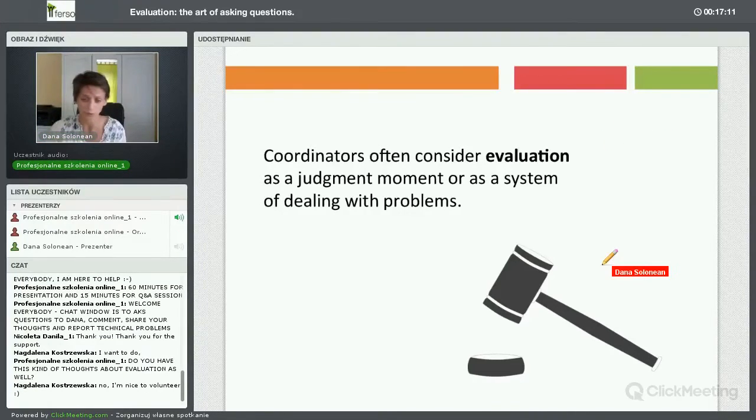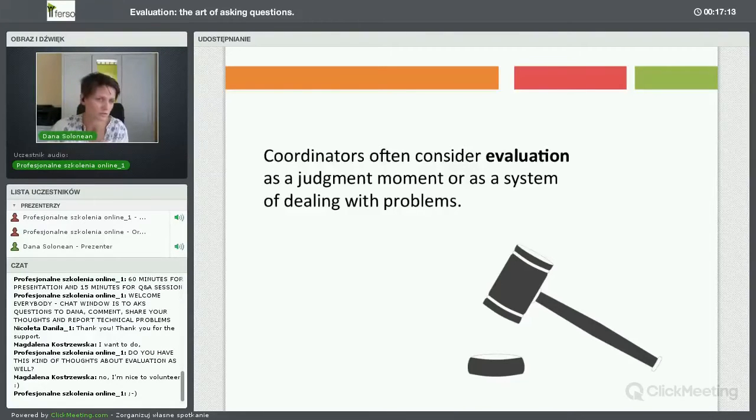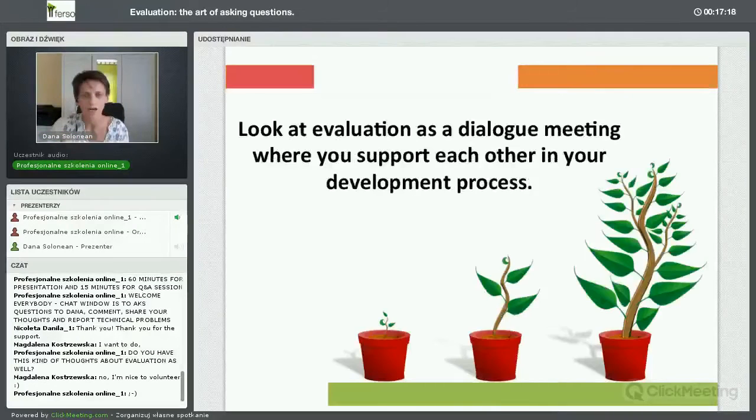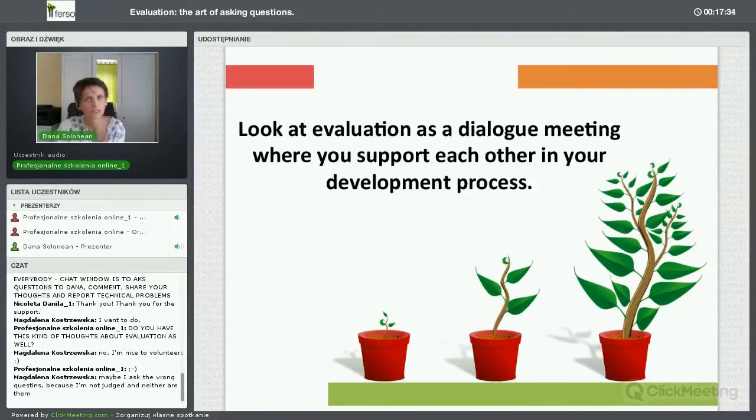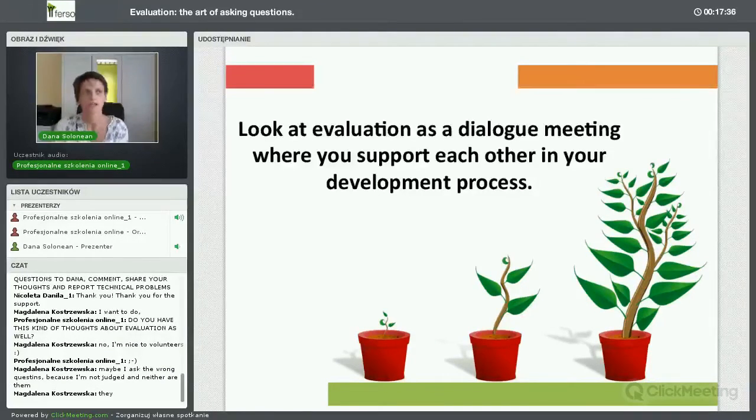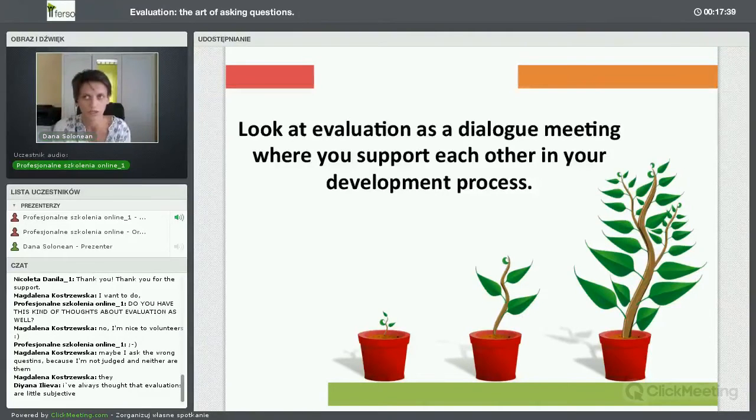And I want to propose that you change a bit. I don't know if you're among those that relate to this or not, but to the ones that do, I want to try to look at evaluation from a different perspective. I want you to look at evaluation as a dialogue meeting where you're supporting each other in your development process. So I want you to take a stand and look at it as a way to enrich you and to make you better, both you and your volunteer.